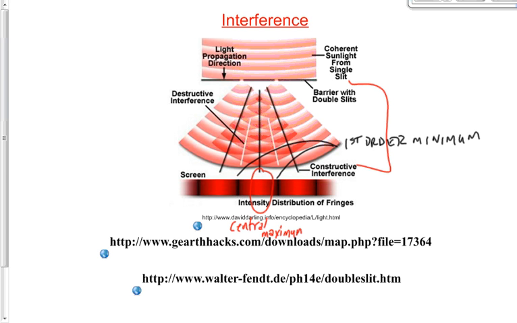Now, right next to each of those first order minimums, we're going to see a first order maximum. So we've got our central max, and then a first min, and then a first max, and then a second min, and then a second max, and then a third min, and a third max, and so on and so on. It doesn't go out infinitely. It does stop at some point, but it goes out for the foreseeable distance here.